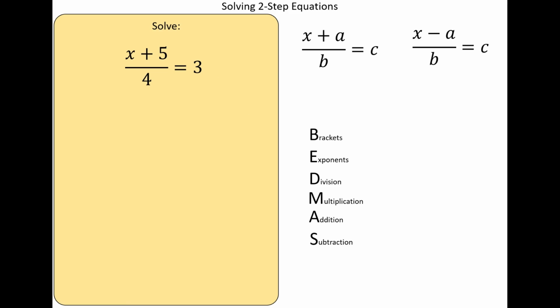Hi class. In this video, I'm going to be talking about solving two-step equations again, and this time we're going to focus on equations in the form of (x + a) divided by b equals c, and (x - a) divided by b equals c. So an example of that would be here, where I have (x + 5) divided by 4 equals 3.